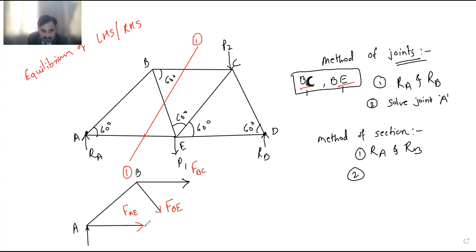Here you can see if I extend this line and extend this line also, where they will meet, this is my point E. Okay. And at this point, a point load is also there and this point load is P1. Again, if I extend this further like this, extend means here already the member is there. Why am I showing dotted? Because it is right hand side. Here is my point C. And here is the load which is acting on point C, P2.